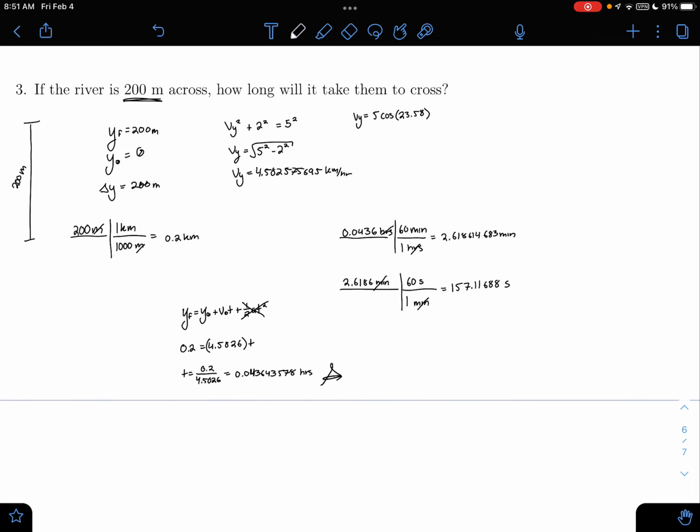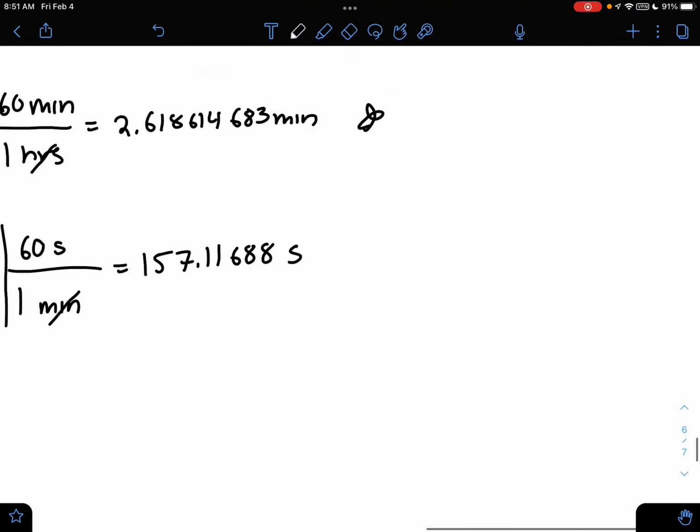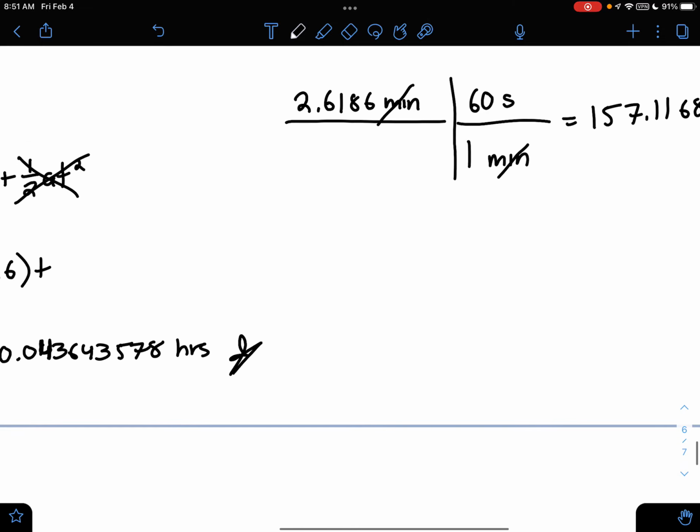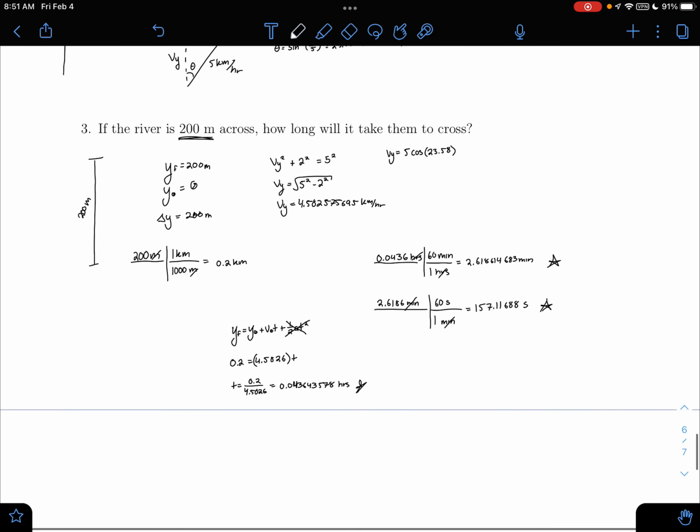Any of these answers would be perfectly acceptable. Just make sure you specify your units, because obviously if I said 0.04 seconds, we're not getting across the river in less than a second. Less than a tenth of a second, might I add.